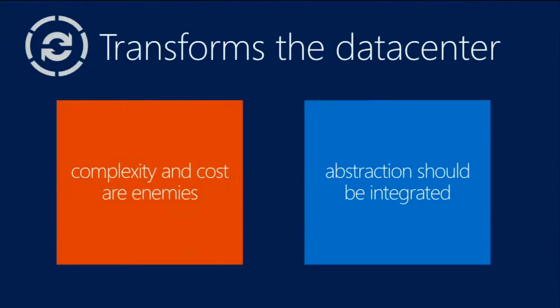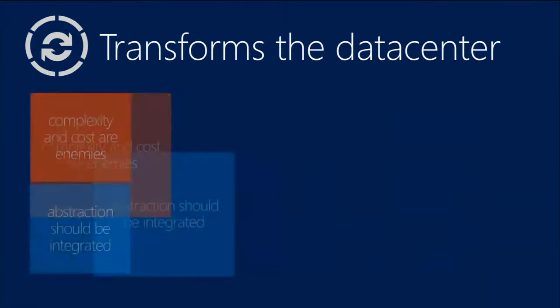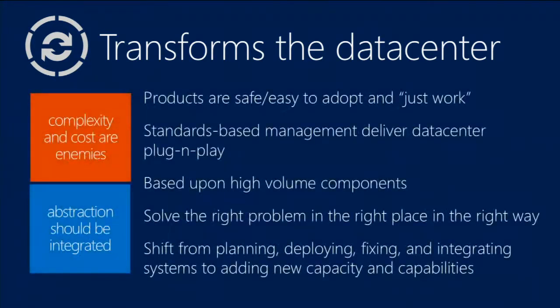Ultimately, what we're going to do today is drill down into this notion of transforming the data center. From an architectural standpoint, I'd turn this into two very concrete things. First, get really simple. Cost and complexity are the enemies. They must be destroyed. Second, we have to solve the problem in the right way, which is to say that the abstractions need to be integrated. I'll give you a couple examples of that. What does that translate to? We're trying to produce a world where products are safe and easy and they just work.